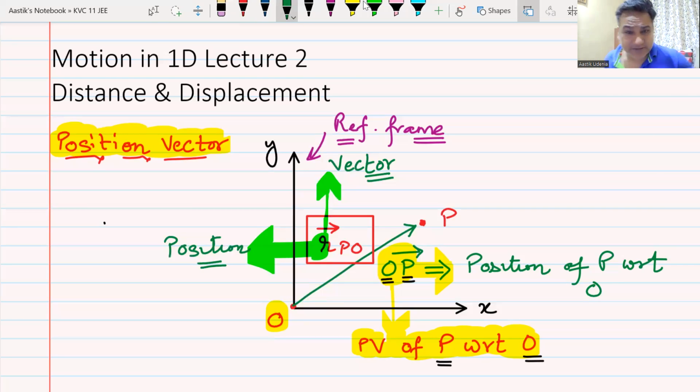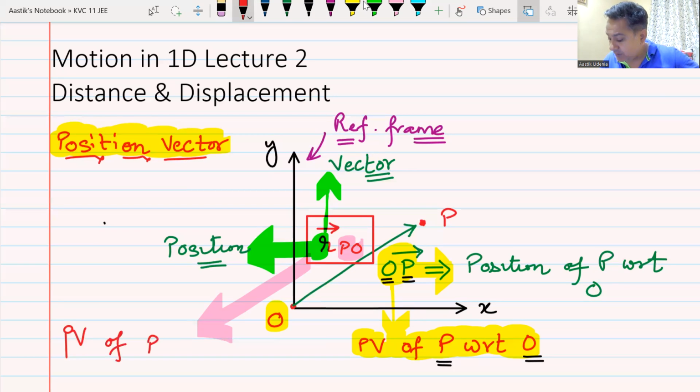So if I look at this entire term, R vector simply means position vector. Yes or no? R vector means position vector, and R vector PO. Now, if I say it in language, I will say it like this: position vector, which is represented by R, and vector of P with respect to O.